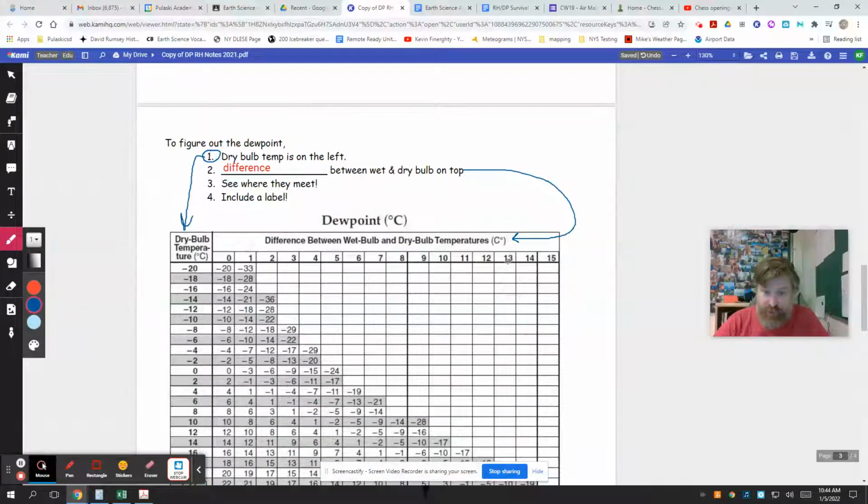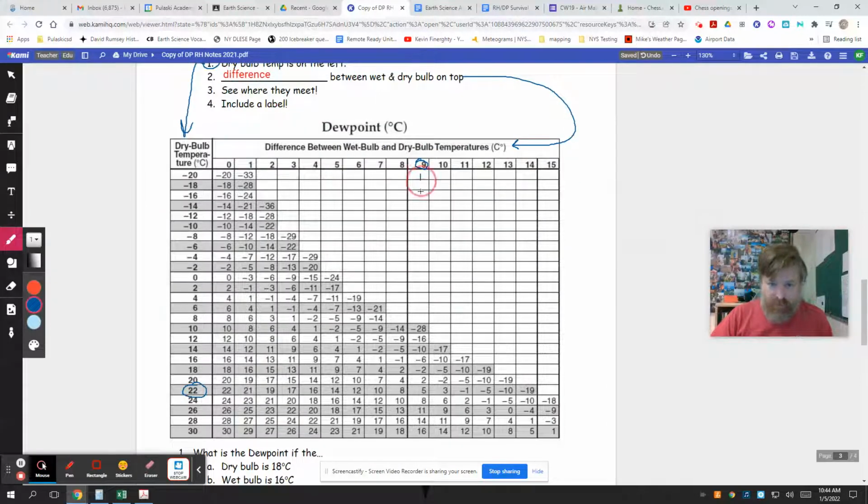Big mistake if you just go to 13, because this does not say wet bulb temperature. It says difference between wet bulb and dry bulb temperatures. So you would have to say, what is the difference? If it went from 22, I'll put these numbers up here just in case that helps, if it went from 22 down to 13, how much did it go down by? It went down by 9 degrees.